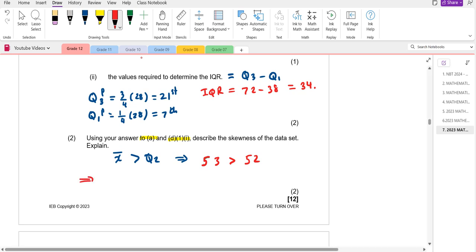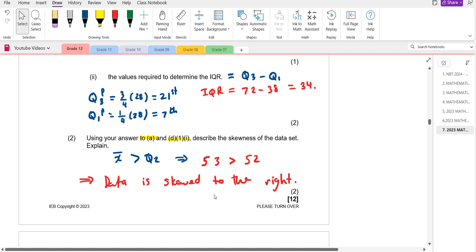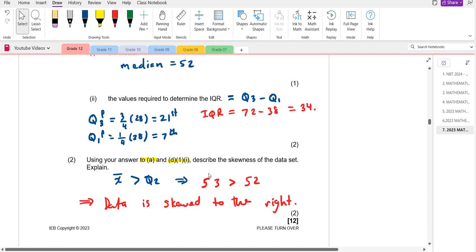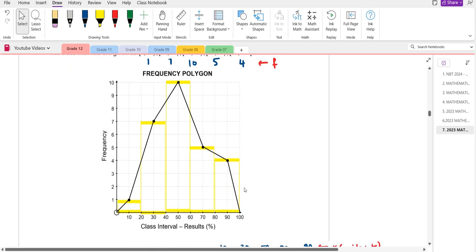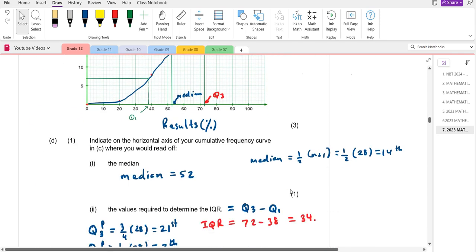This implies the data is skewed to the right, or it is positively skewed. Depending on how you work it out, you can also say the mean is equal to the median, so it is symmetrical data as well. Both answers will be correct in this case.